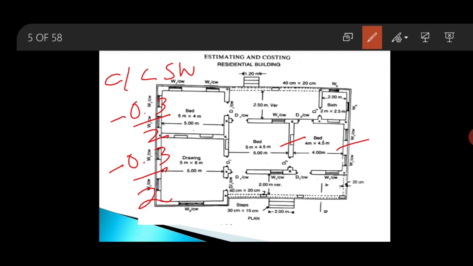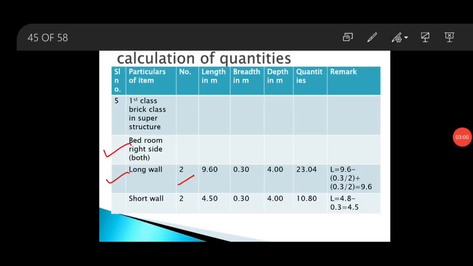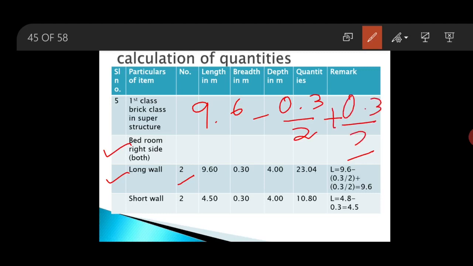Now we will move to the details of measurement. So here your center to center length is 9.6. So from that subtract half of the width for one side and add half of the width for the other side. So length becomes 9.6, width is 0.3 and height is 4. By multiplying all this, we will get 23.04 cubic meter. Next, we will move to the short wall.